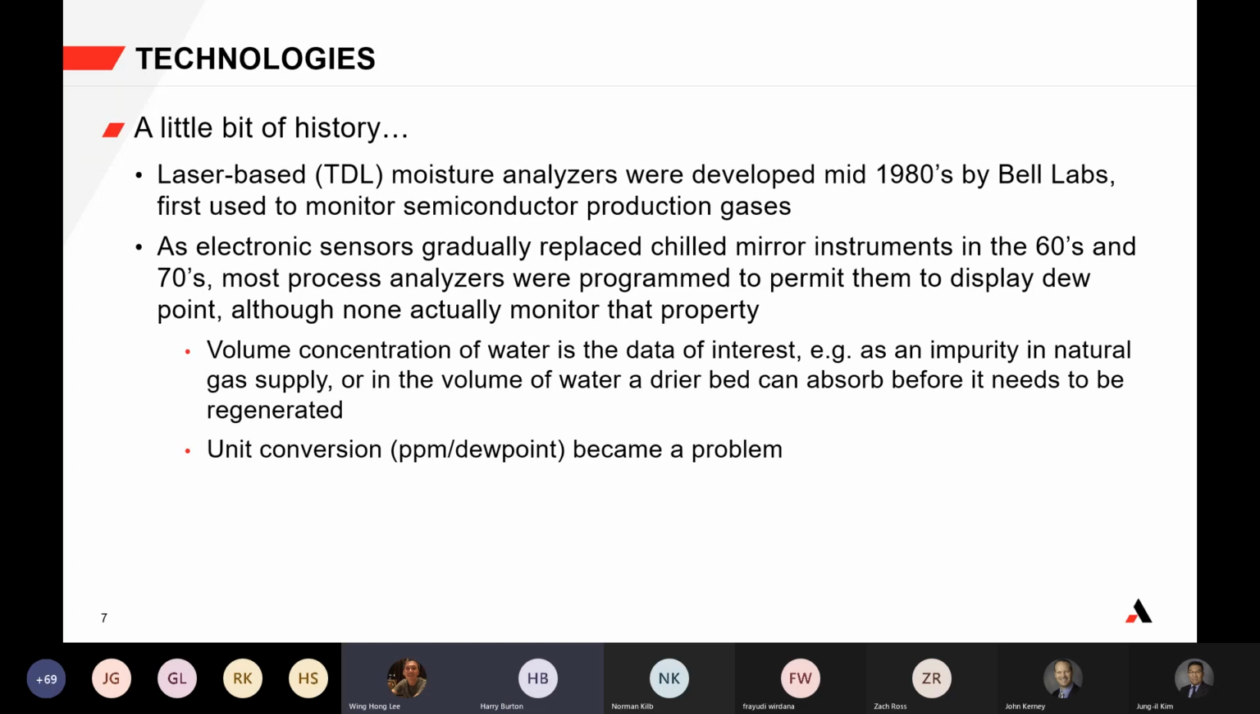These technologies are the most commonly used technologies for moisture measurement in natural gas, but there are others that we will not cover today, including P2O5 and stain tubes.